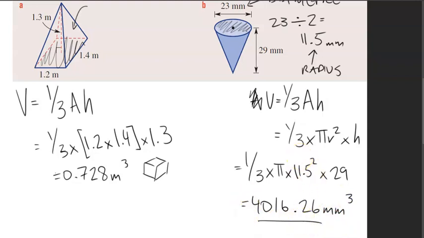That's all there is to it, guys. Just follow a basic formula, depending on what 3D pyramid you get, whether it's rectangular or square based, or if it's a cone or oblique cone, and apply that accordingly.